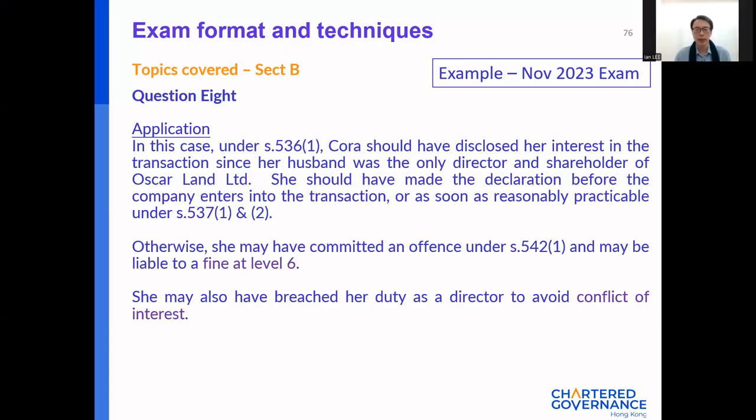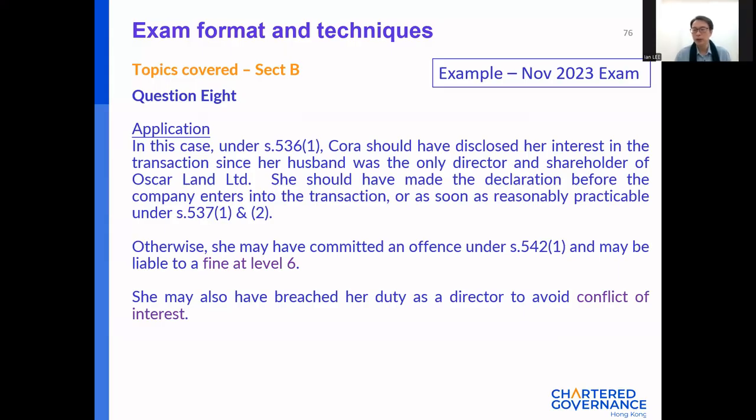So that's why she really should have made the declaration before the company enters into a transaction, or as soon as reasonably practicable. Otherwise, she would commit an offense, and as we saw last time, the fine is at level 6, which is very high. At the moment, I believe it is $100,000.